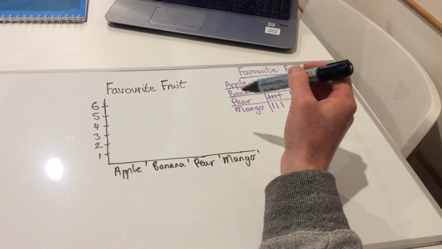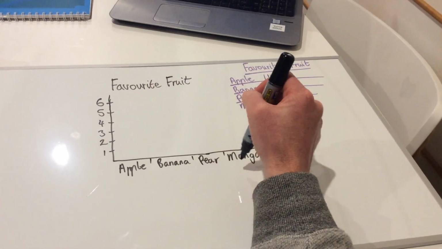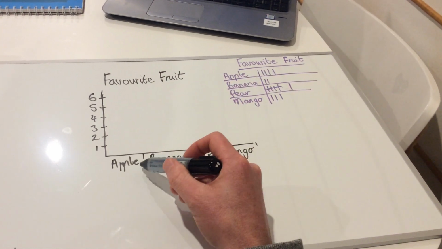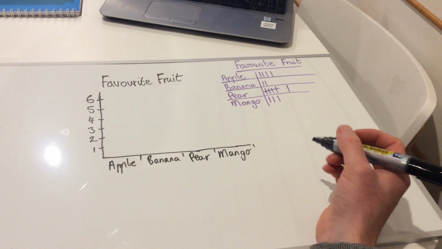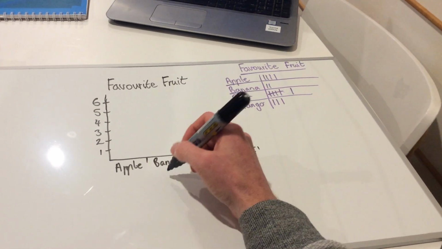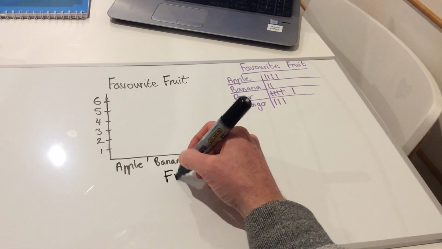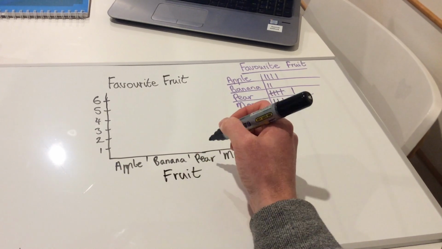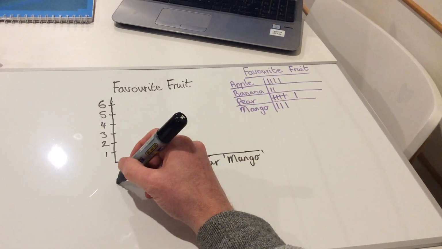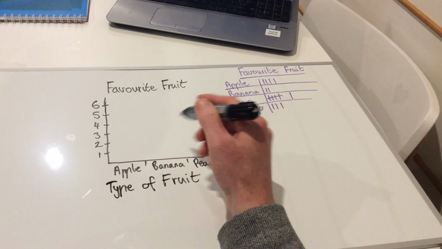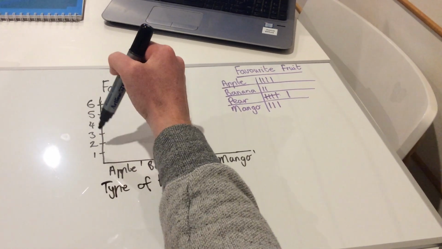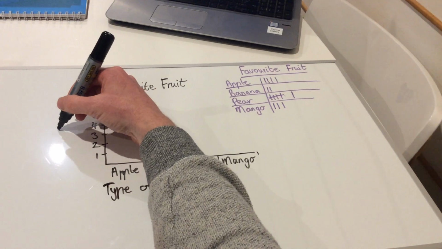Alright, two last things before we do all the bars is we need to draw labels. So that we need to know apple, pear, banana, mango, what are these actually for? Alright, or what are they? So underneath this is the fruit that people have chosen. I might even say type of fruit. Alright, and then along the y-axis here, it's the number of votes.